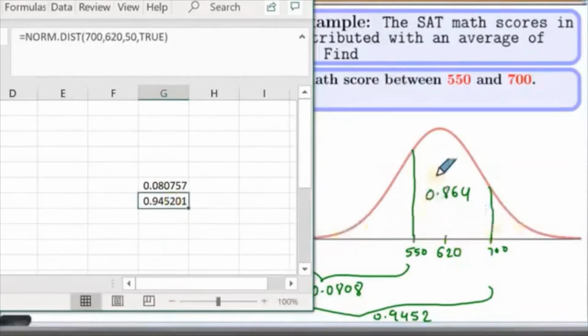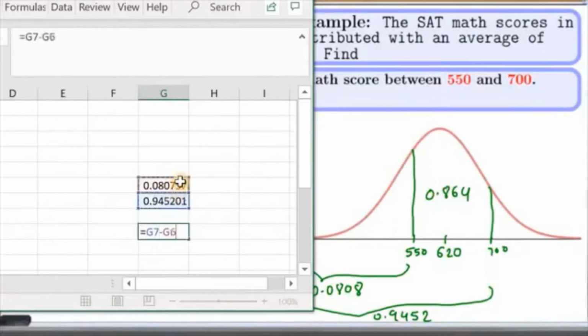So here, we are interested in the area in between. So we need to subtract this number from this number. So let's do that. Equals that minus that. Then hit enter. This is what we have here. And this is exactly what we got using the calculator and also using the table.